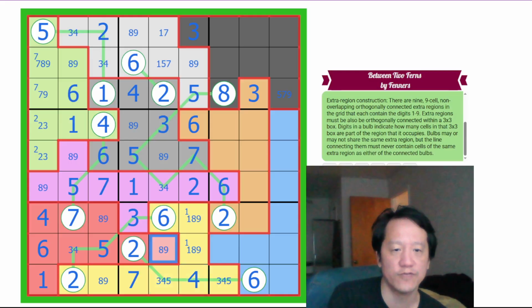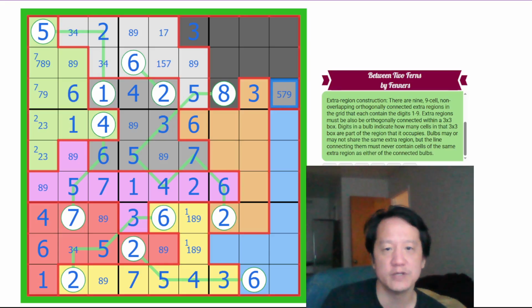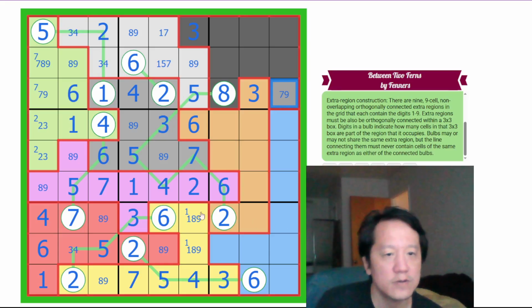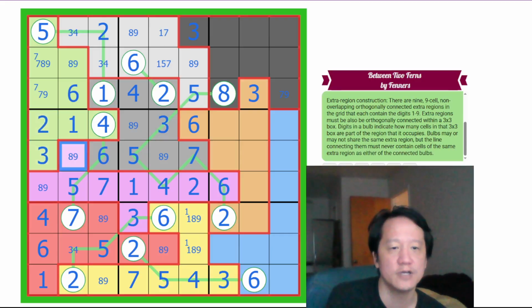This can't be 3 or 4. This 3 eliminates 3 here, so that's 4. This can't be 3 or 4 because of 3 or 4 in the column, so this is 5. Can't be 5 or 4. It's 3. 5 eliminates 5 here. 3 eliminates 3 here, so this is 2 and 3.